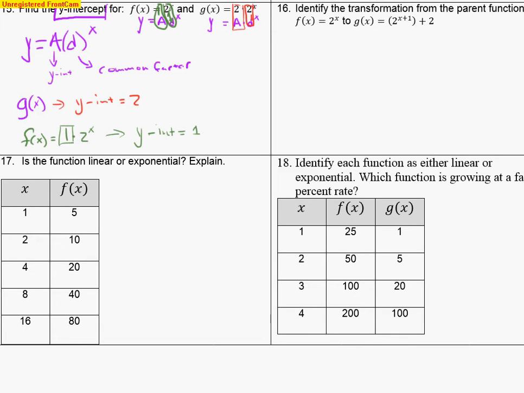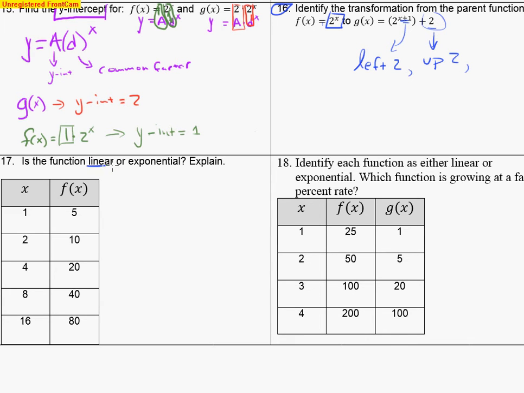Now we've done this in another video here, 16. The transformations are fairly straightforward. This has a transformation from this function that happens to my x and to my whole function. I know that the whole function transformation means up 2, and this transformation means left 2. So together, I'm going to have a transformation that is left 2 units and up 2 units.